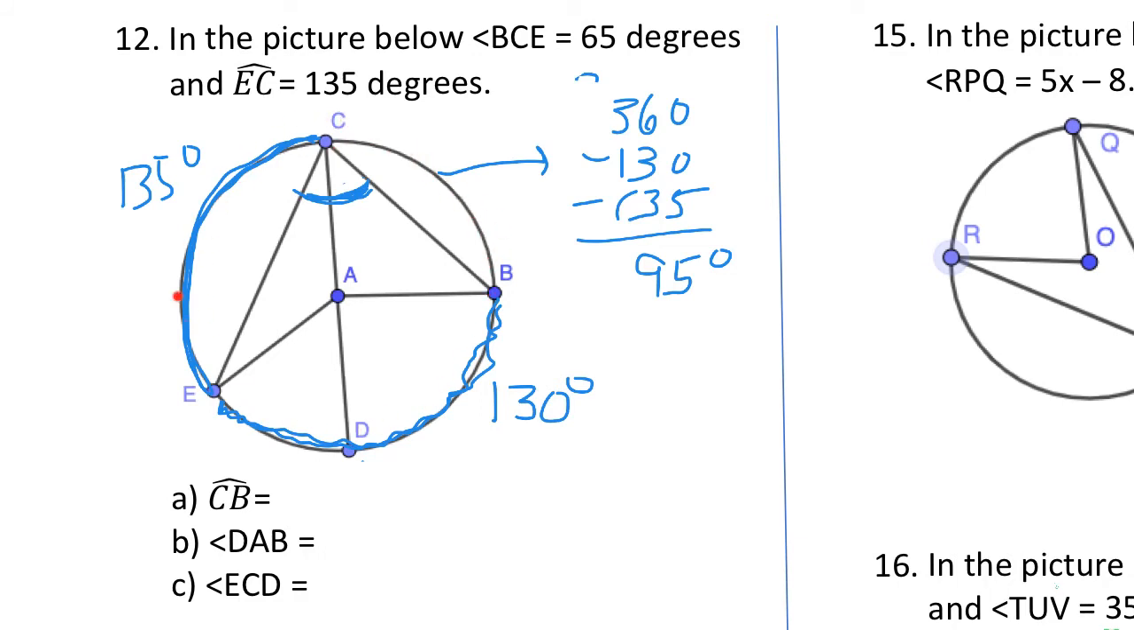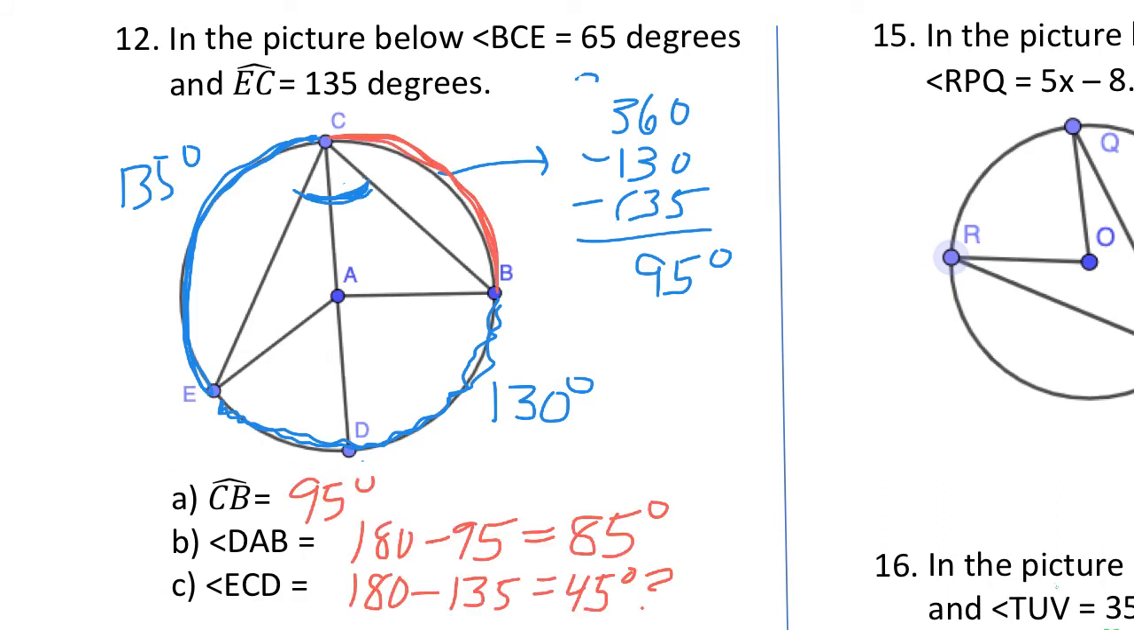So that is what adds up to 360. So 360 minus the 2 we know gives us the remaining piece. And now we're ready to answer our questions. All right, so let's look. CB, we've already found that's 95 degrees, so that we make a circle.